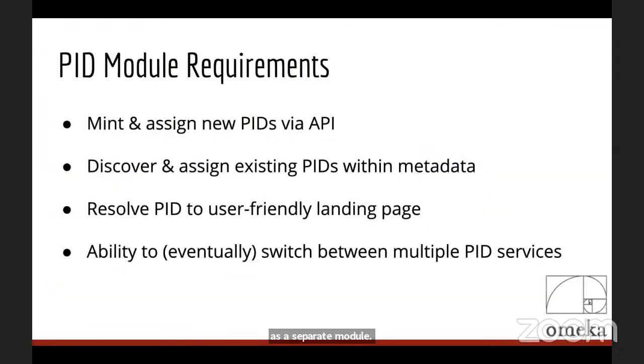So, the requirements for a persistent identifier or PID module. Obviously, we want it to be able to create new IDs and assign them to both new and existing Omeka items by connecting to a PID services API. We also want it to be able to discover and assign PIDs that already exist within an item's metadata. The assigned PID should then resolve to a stable and user-friendly landing page for that item within the Omeka S instance. And finally, we wanted to design the module in a flexible way so that a user can swap out different PID services depending on their needs.